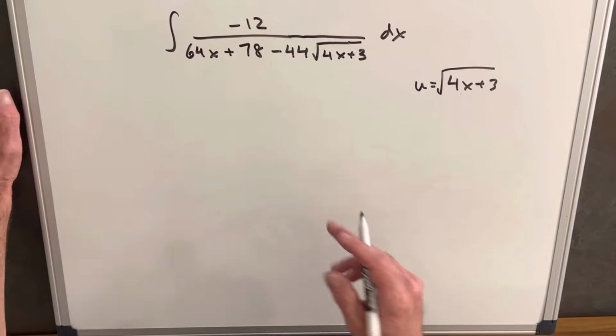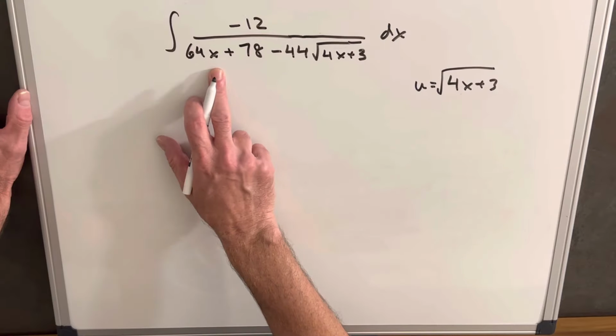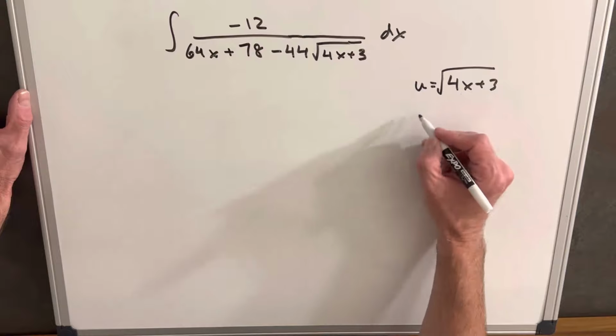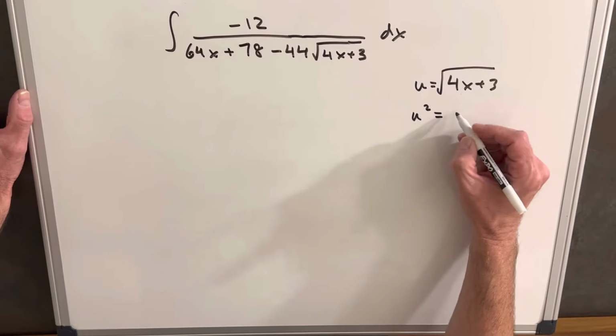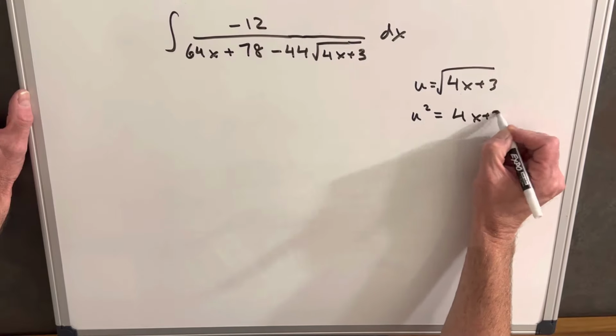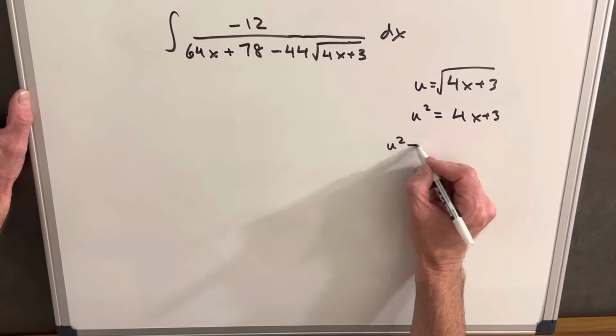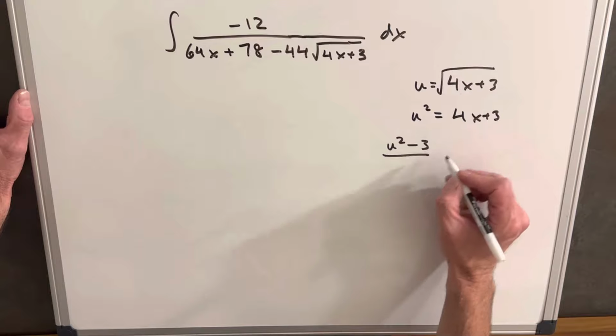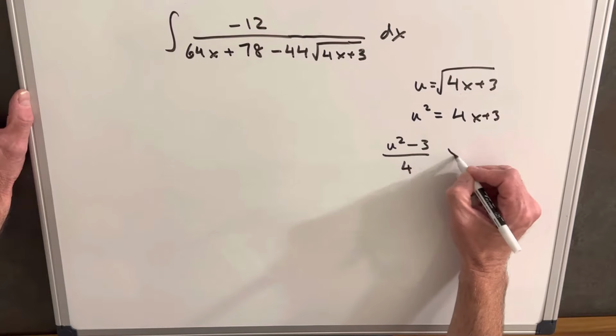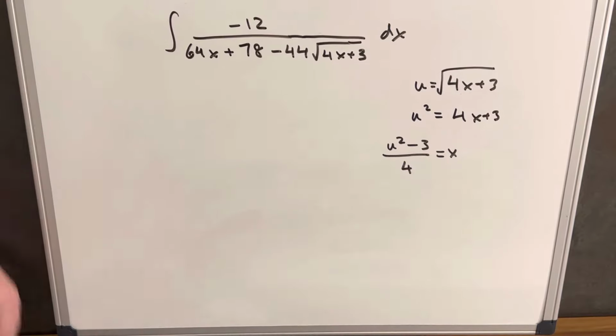And then we want to find a value for this x, right? Because this will simplify nicely, but then we need to find what x is going to be. So let's square both sides here. We'll have u squared equals 4x plus 3. Then we can try to solve for x. So we'll have u squared minus 3, divided by 4, and we'll have x equals this.